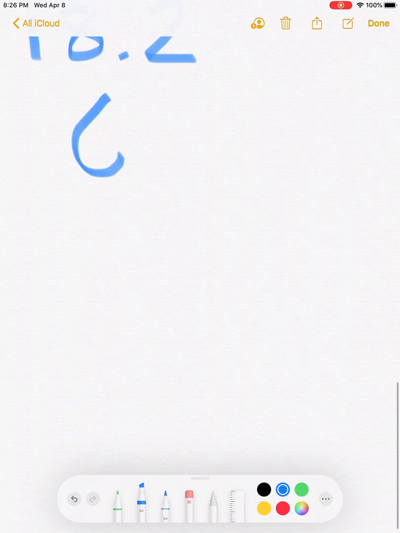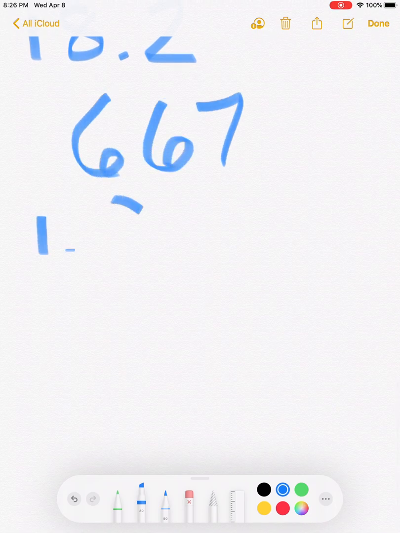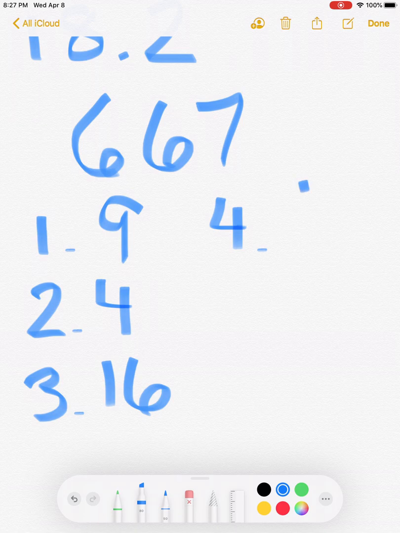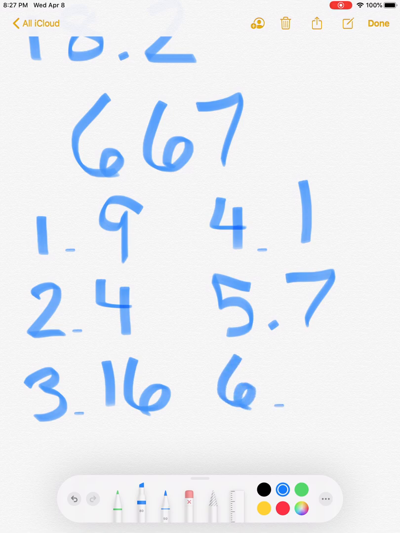Page 667. Number 1, 9. Number 2, 4. Number 3, 16. Number 4, 1. Number 5, 7. Number 6, 12.